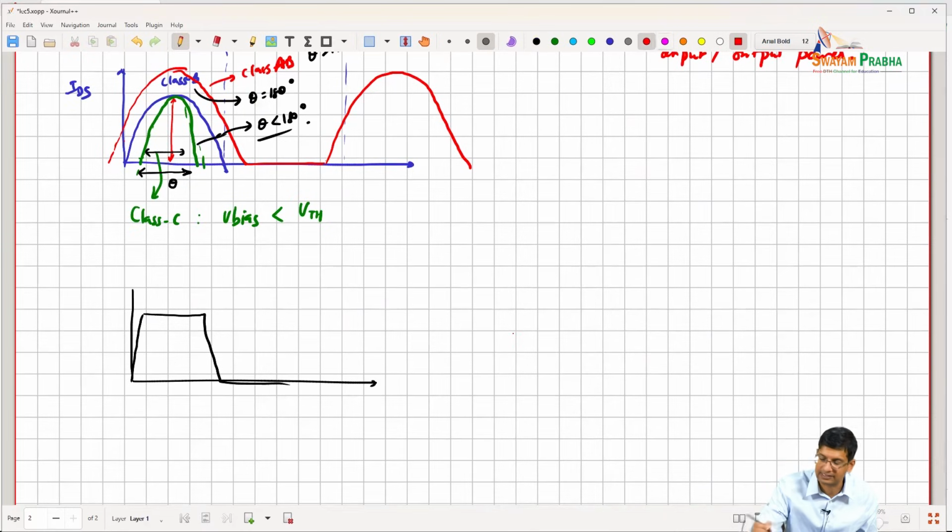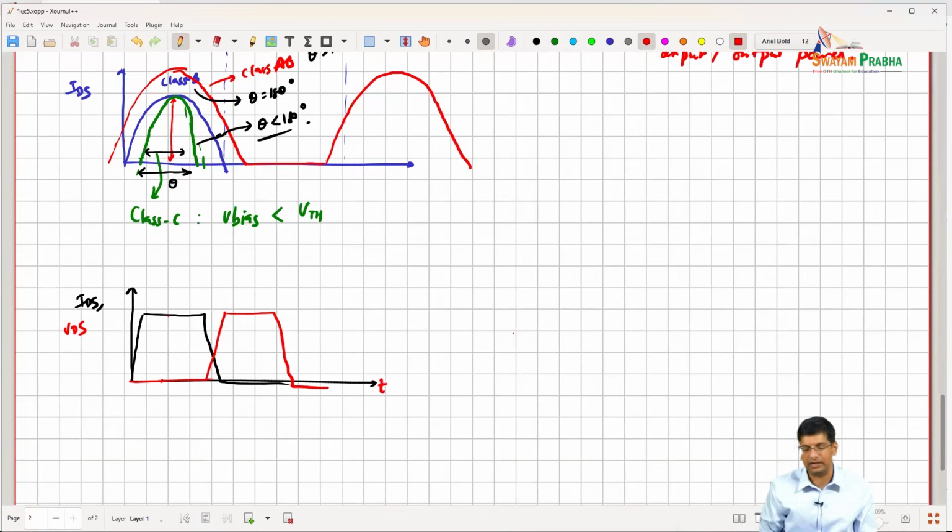And the VDS looked like this, right? So basically, one or the other is always 0. So this is IDS, comma VDS, across T. And now, of course, if I am able to, even this will work.